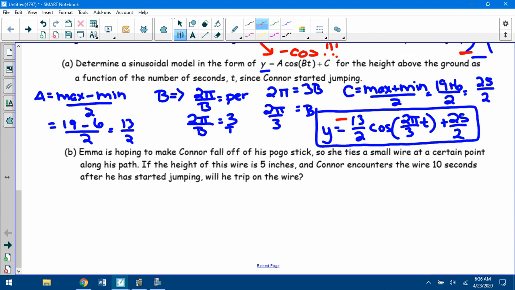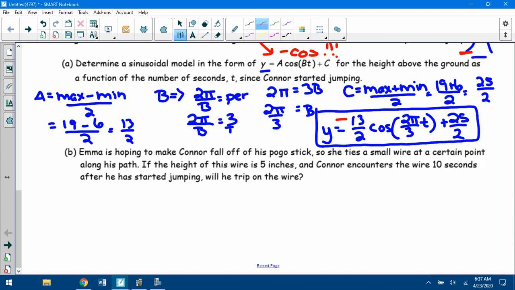Emma is hoping to make Connor fall off his pogo stick, because Connor's kind of annoying. So she ties a small wire at a certain point along his path. If the height of this wire is 5 inches, and Connor encounters the wire 10 seconds after he started jumping, will he trip on the wire?